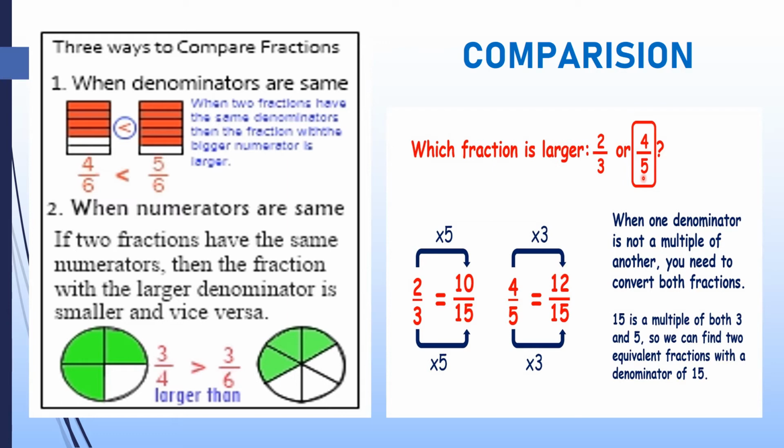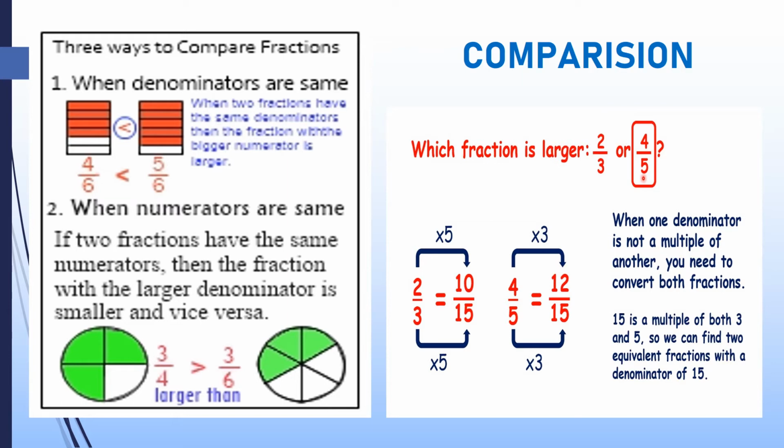Now the second case, when the numerators are same and the denominators are different. In this case, if two fractions have same numerators, then the fraction with larger denominator is smaller and vice versa. So here you can see denominators 4 and 6 and the numerators are same. So the larger denominator will be smaller. So 3 by 4 will be greater than 3 by 6. By figure also you can observe and understand.